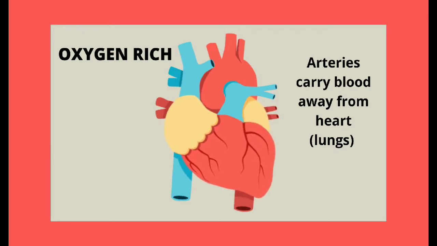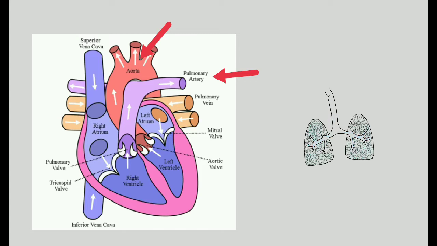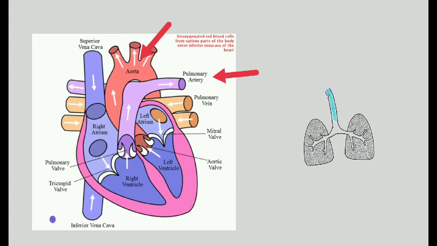Arteries are blood vessels that carry blood away from the heart. Arteries carry blood that is rich with oxygen except for pulmonary arteries. Look at the flow of blood around the heart. You'll notice that the pulmonary artery carries blood to the lungs. This blood is oxygen poor, or we call it deoxygenated blood.